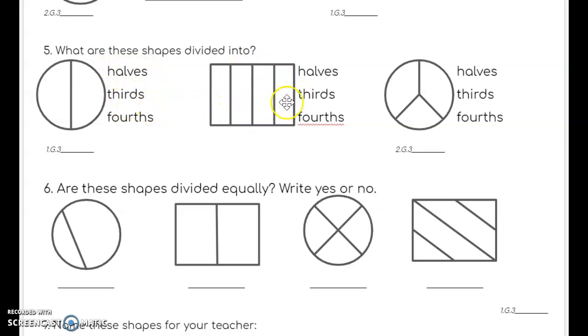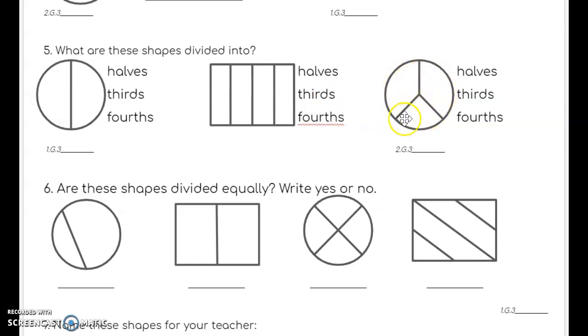Then let's look over here on the rectangle. Is that rectangle divided into halves, thirds, or fourths? Again, let's look at those words. Make sure you're circling the right one. Halves, thirds, fourths.